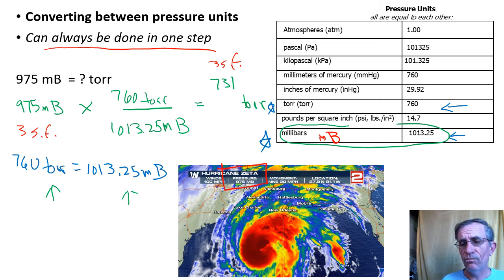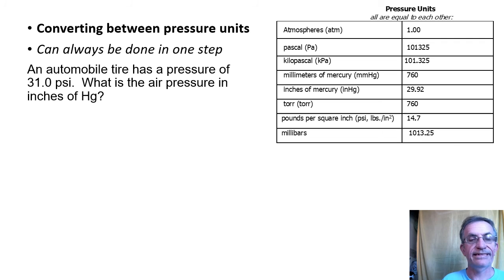All right, so we'll do one or two more in this video. Let's try another one. You can use this list to go between any two units of pressure. Just focus on those two units and set them equal to each other, the units you see on this chart. Okay, let's do another example.